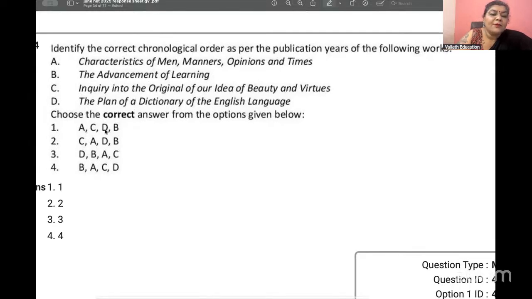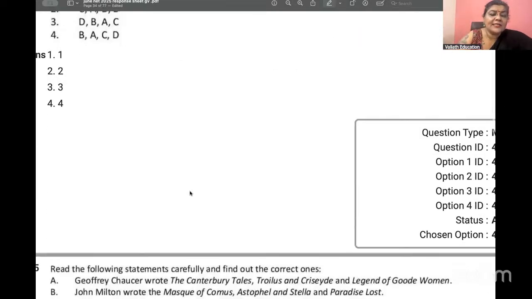Here, B is not before D. Answer must be 4. Why are you bothering about things that you don't know? Answer is 4, because Advancement of Learning is 16th century, 17th century, and Plan of a Dictionary is 18th century. Any child will answer this.